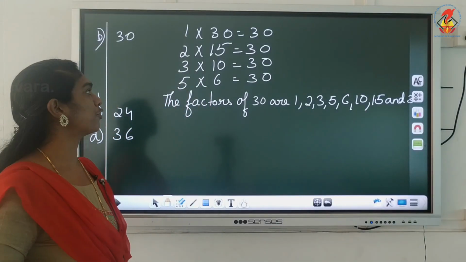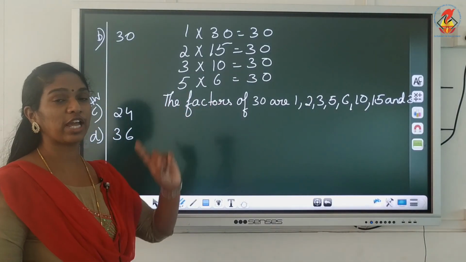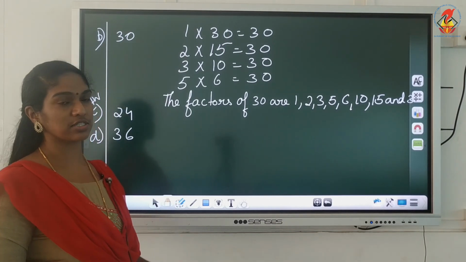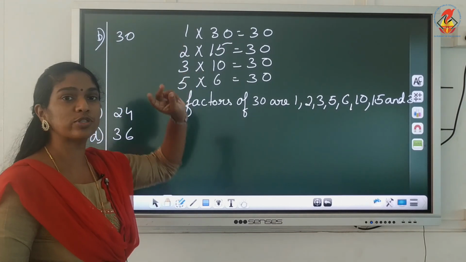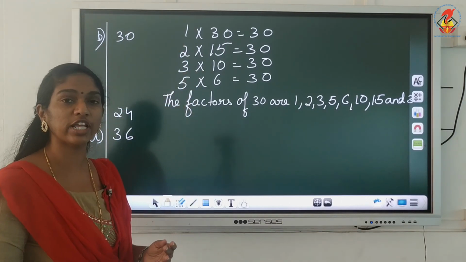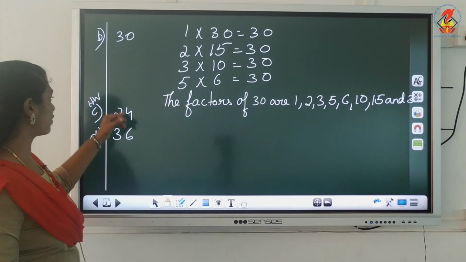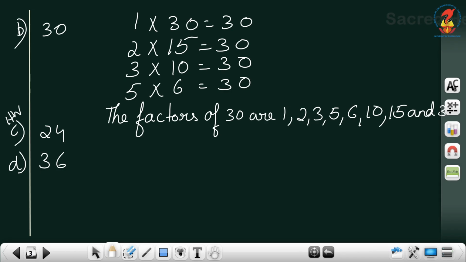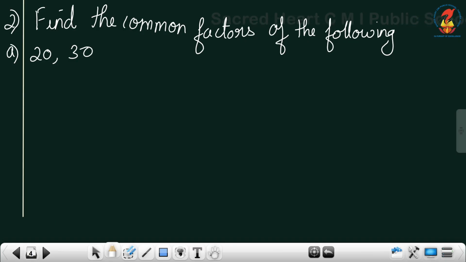Okay, so this is how you find out the factors. See to it that you don't miss out any factors. So start from 1, check for 2, check for 3, go on like that till you get a repetition. I'm giving you 2 questions for homework, that is 24 and 36. Now we are moving on to the next topic, that is find the common factors of the following.